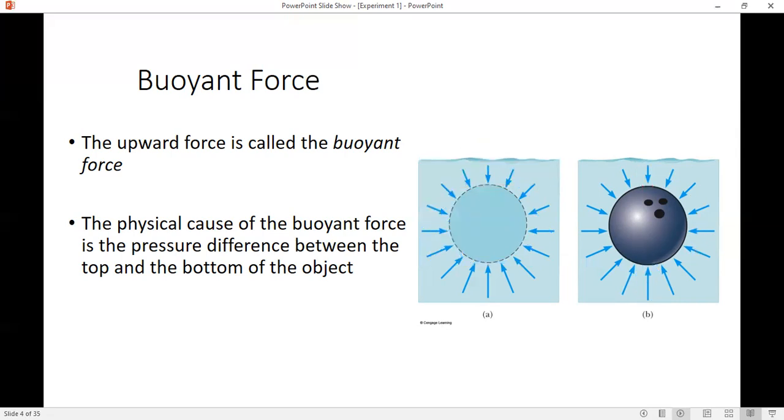So again, we can say, for instance, the buoyant force is equal to the weight of the water displaced. We can say why the buoyant force exists. It exists because the pressure on the bottom of a floating or submerged object is going to be greater than the pressure on the top of the object, and therefore that pressure difference is going to create a net upward force, the buoyant force.